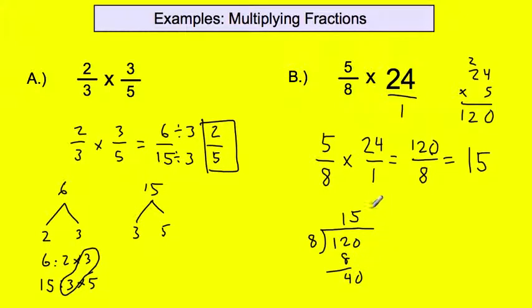So it's not 15 and 0/8, it's just 15, because we just take the 0/8 and not write it. Being good mathematicians, we know that that has no value. It doesn't need to be in our problem at all.